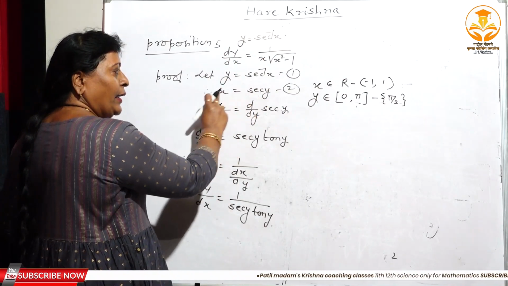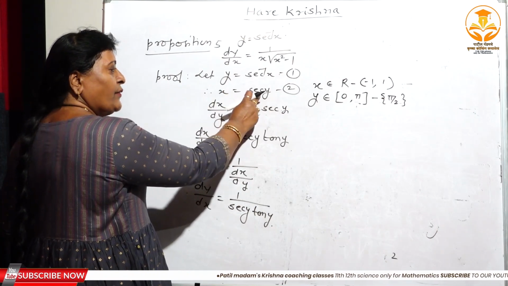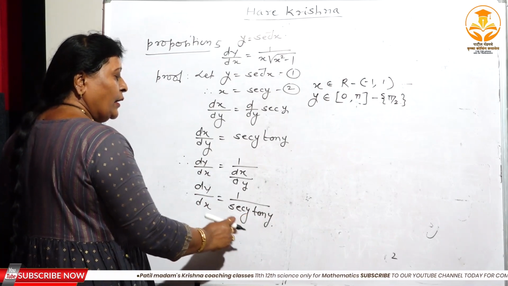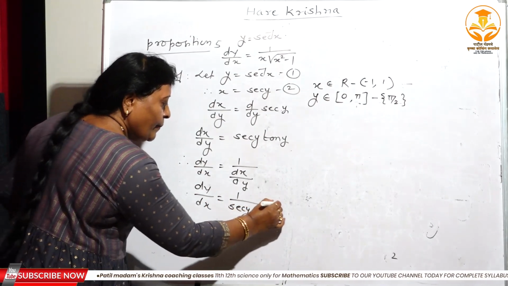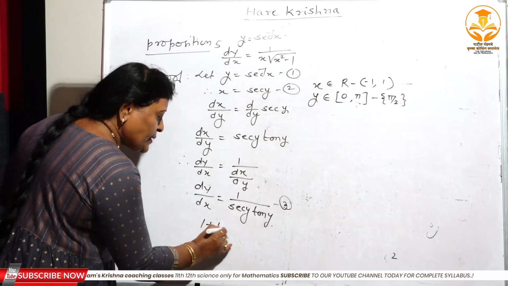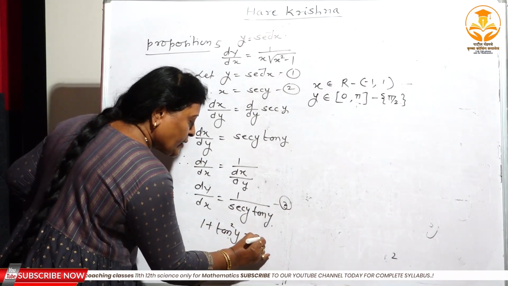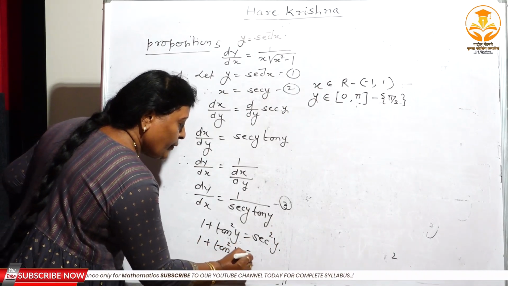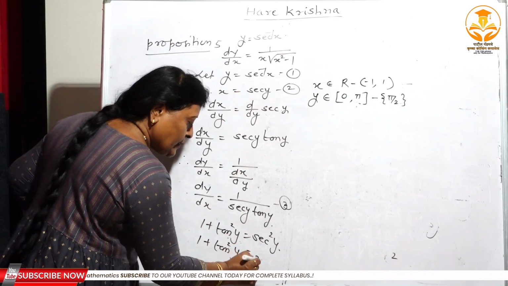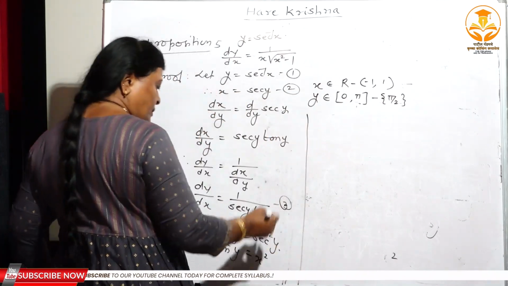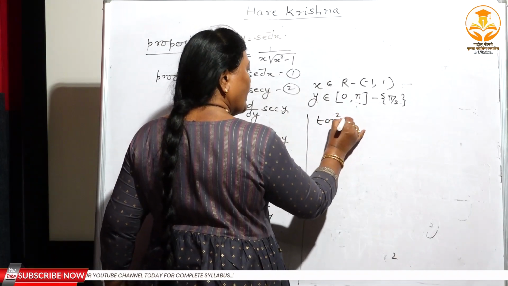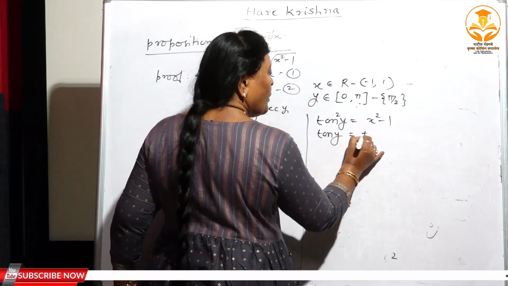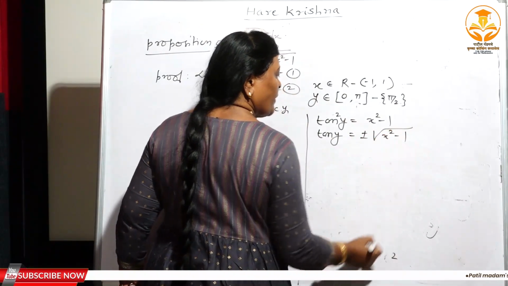Now you know sec y is equal to x, isn't it? What is the value of sec y? That is equal to x. Now we want to find out the value of tan y. Therefore, you know again the identity, 1 plus tan square y is equal to sec square y, right? Now 1 plus tan square y is equal to, what is the value of sec y here? x. So again, you have to write tan square y is equal to x square minus 1, and tan y is equal to plus minus root of x square minus 1, right?